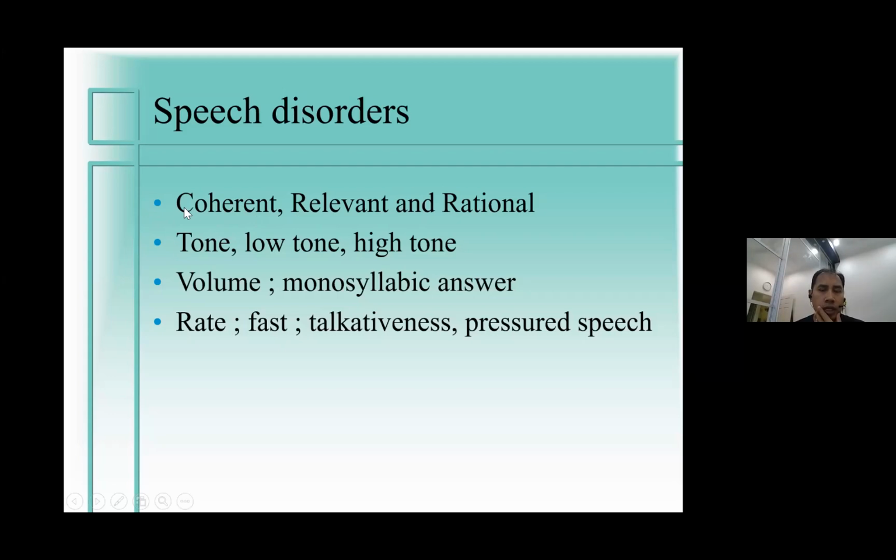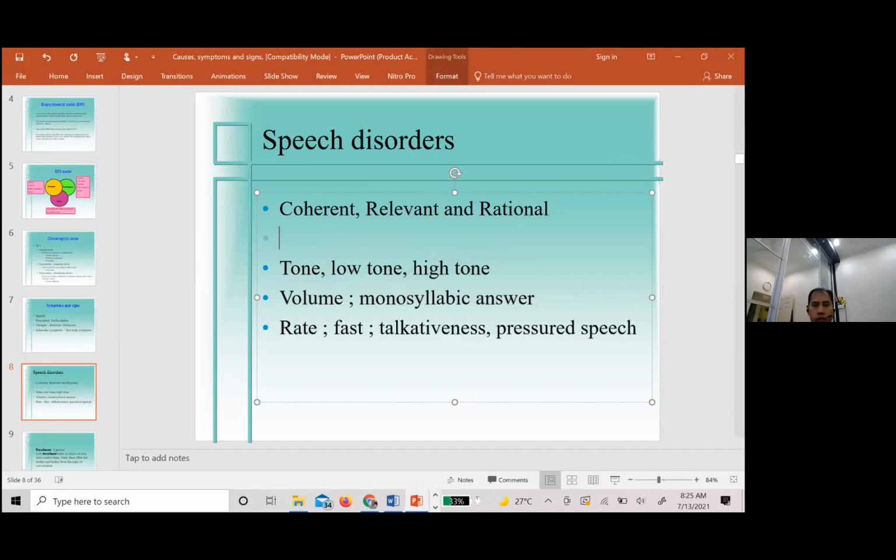So you can write down your notes. Coherent, relevant, and rational go stage by stage. The first basic stage is coherent, followed by relevant and rational. The normality here is that the speech seems to be coherent, relevant, and rational. That is the normal aspect. But the abnormality becomes incoherent, irrelevant, and irrational. So these are the terms for abnormality.